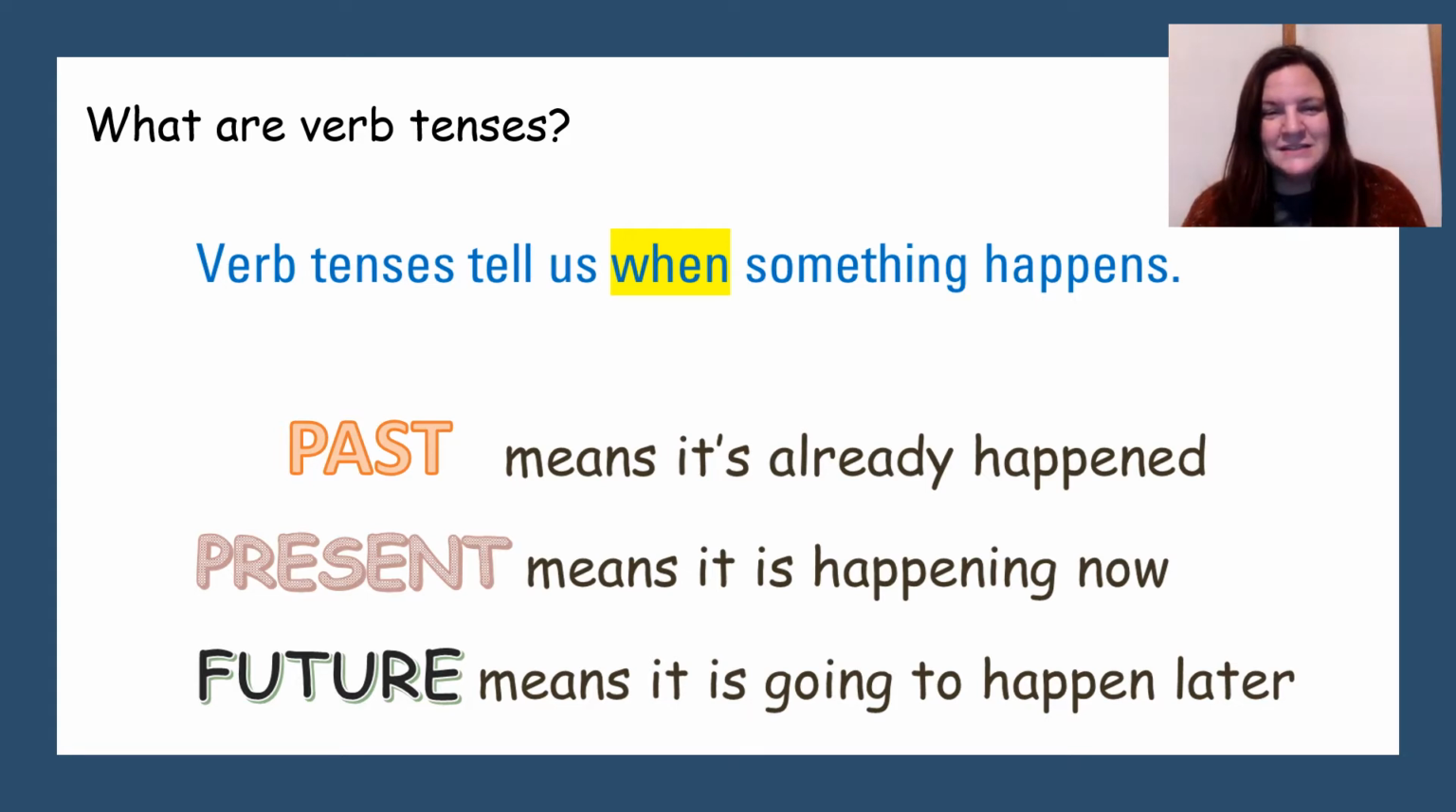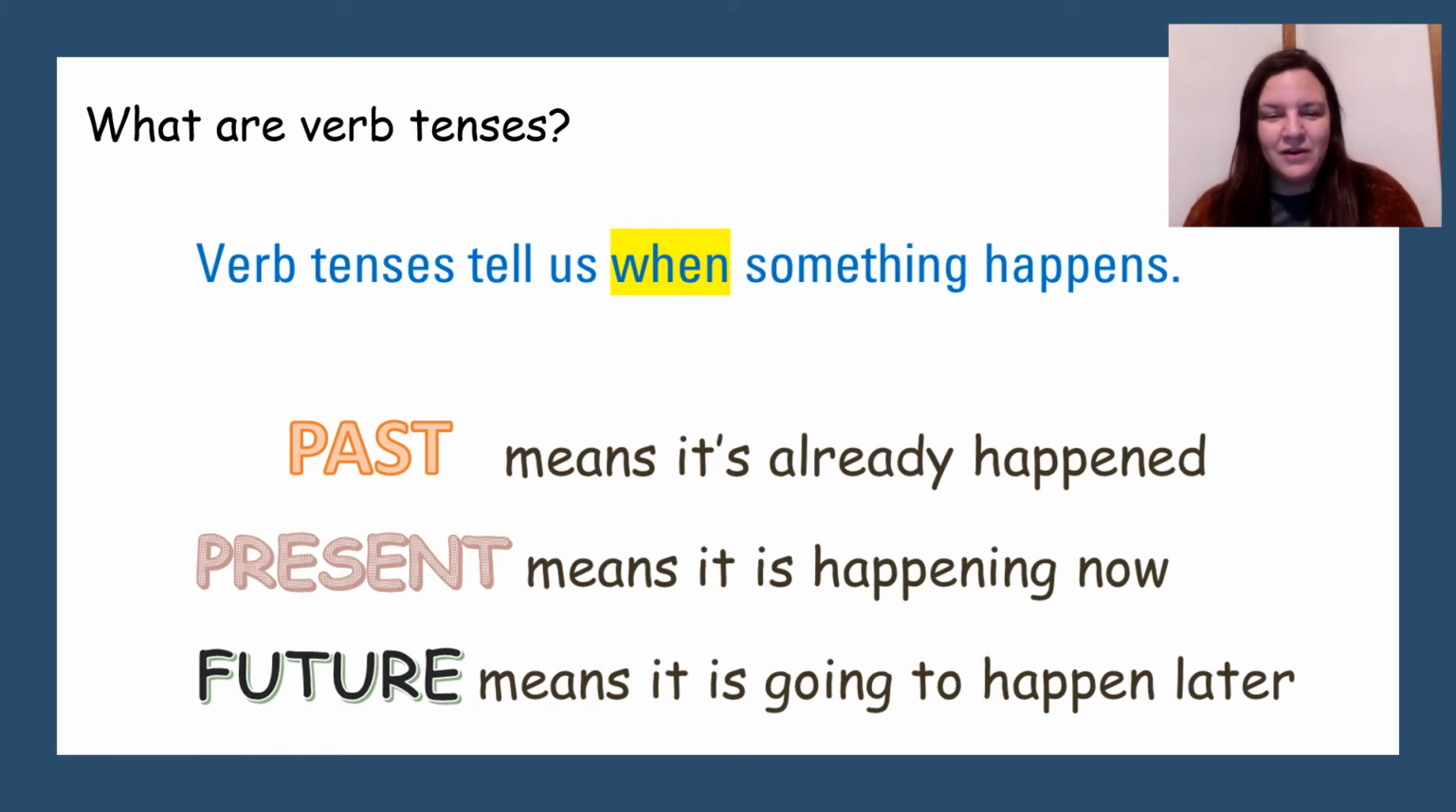Well, verb tenses tell us when something happens. Remember, a verb is an action word. Verb, verb, action word. So if you can look at that verb and you can decide what the verb tense is, it's going to help you understand when that sentence is happening.